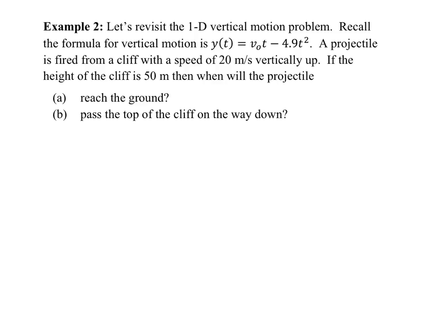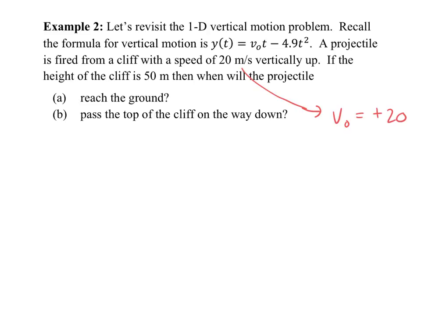It says that a projectile was fired from a cliff with a speed of 20 meters per second, vertically up. If it were fired vertically down, that would be a negative velocity to start, and you would use negative 20 for V0. But because this is fired vertically up in the positive y direction, the V0 value is going to be positive 20. Okay, V0 is positive 20 from that statement. If it had said downward, it would be negative 20.